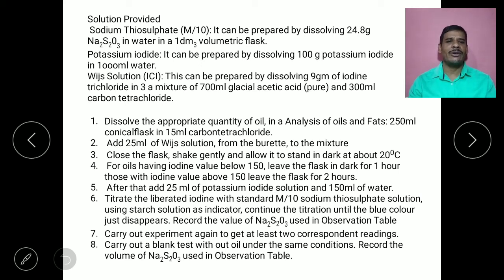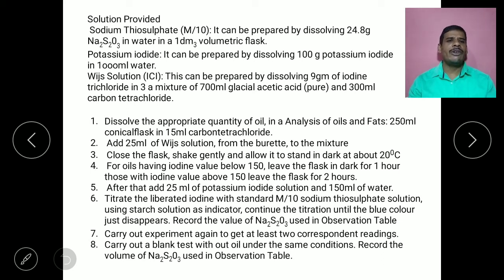While we determine the iodine value, we take the first reading, so we know how much the iodine value is. Depending upon that data, next time we can understand whether 1 hour is required, or whether the iodine value is less than or more than 150. If it is less than 150, within 1 hour the reaction is completed, meaning the addition of ICl across the carbon-carbon double bond takes place.